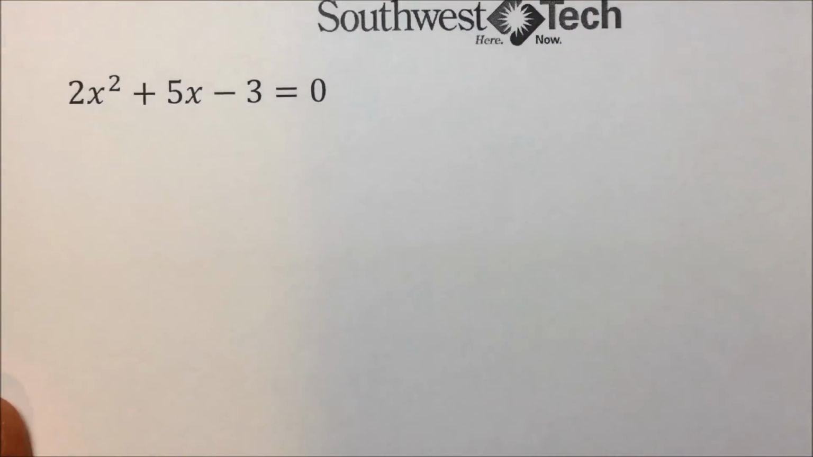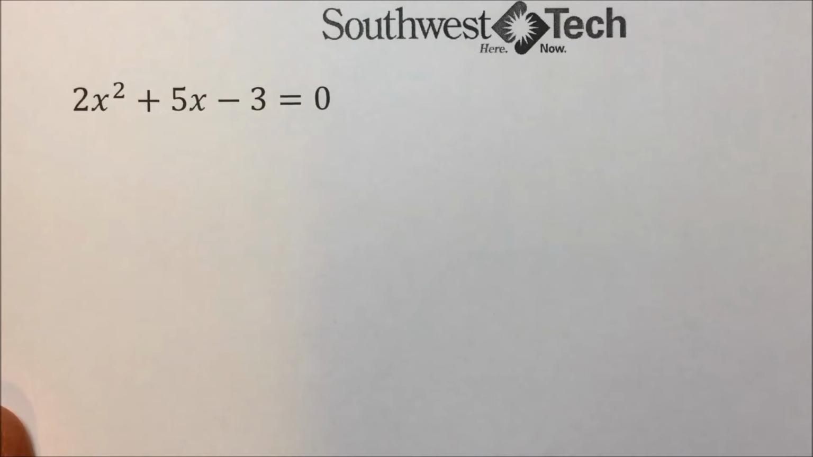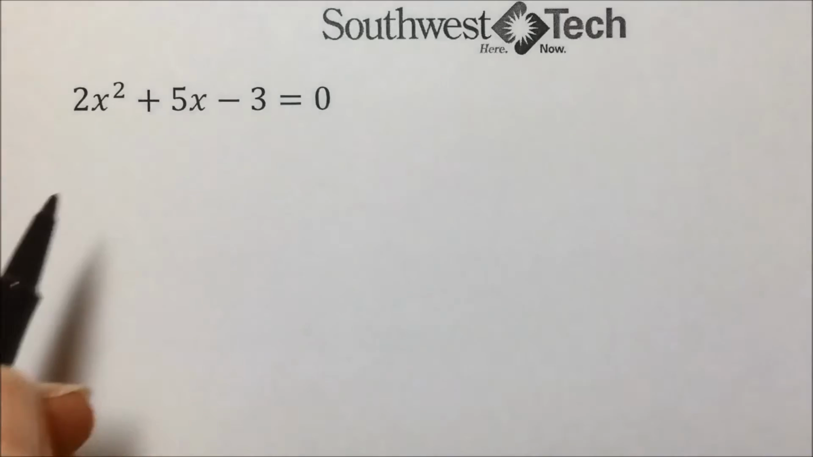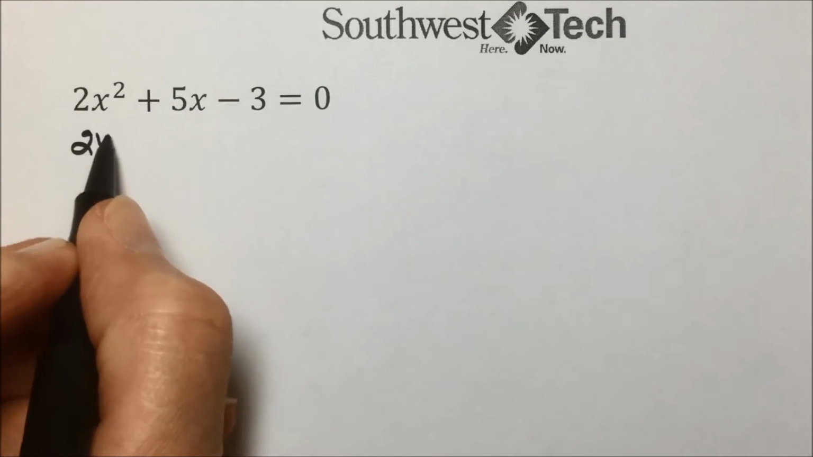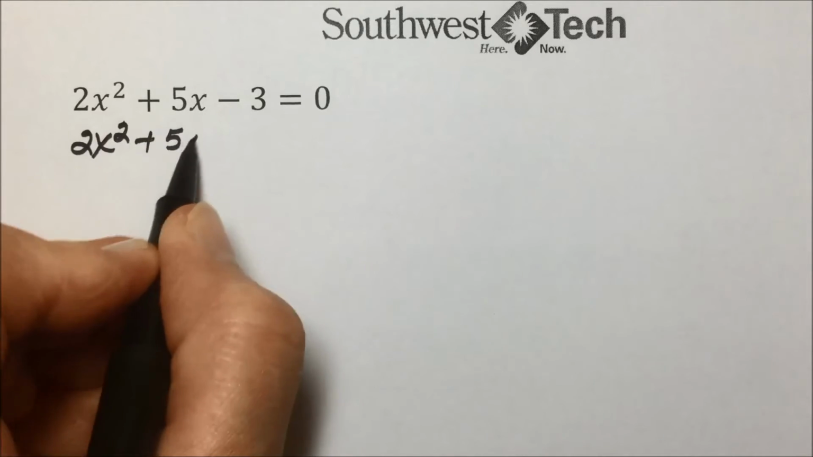We have another example here where we're asked to simplify by completing the square. First step is to isolate the variables to one side. That means we'll add a 3 to both sides to take that constant term to the other side.